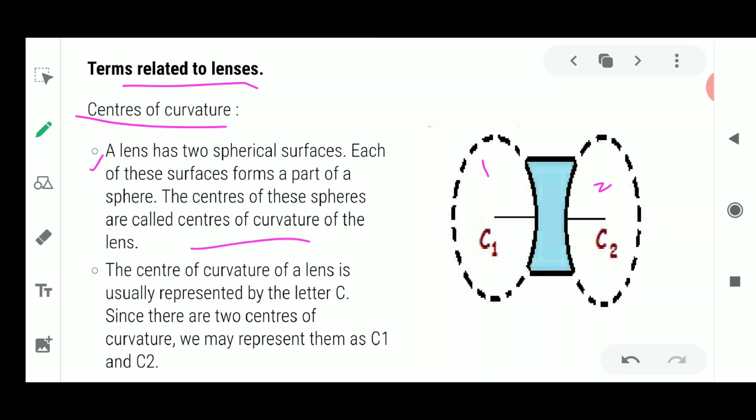So we see that there are two types of lens, and there are two surfaces. One surface is denoted by one center of curvature, and the other surface denotes the other center of curvature. This is the center of curvature from the first sphere, and this is the center of curvature from the second sphere, of which the lens is a part. The center of curvature for a lens is usually represented by the letter C, as you can see here, C1 and C2.